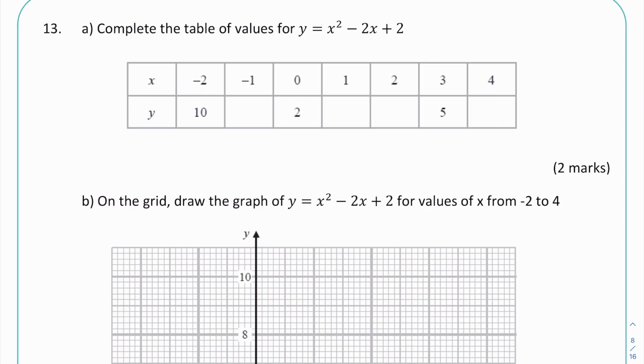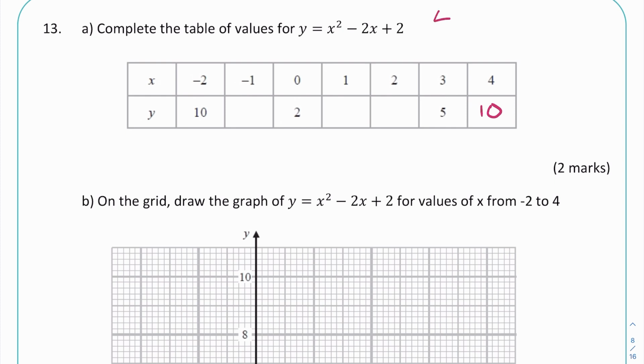rather than starting off with -1. So if I do that, we've got 4 squared, take away 2 times 4, which is 8, add 2. So that's 16, take away 8, and then add 2. 16 take away 8 is 8, add 2 is 10, so that's going to be 10. There you go, you can obviously keep all your working out. I'm going to get rid of that and just keep working on the next ones.